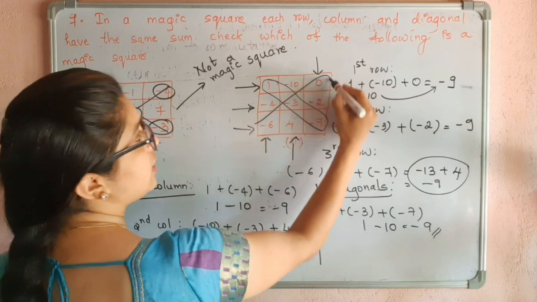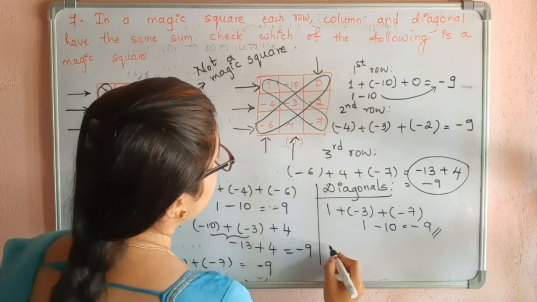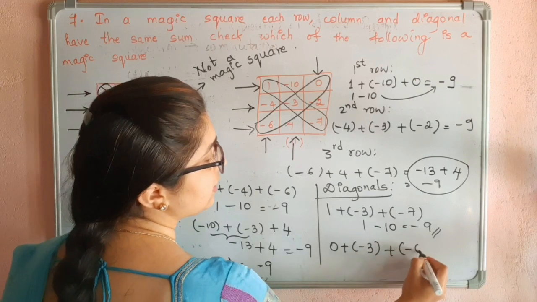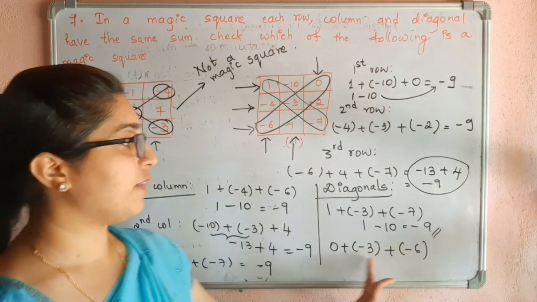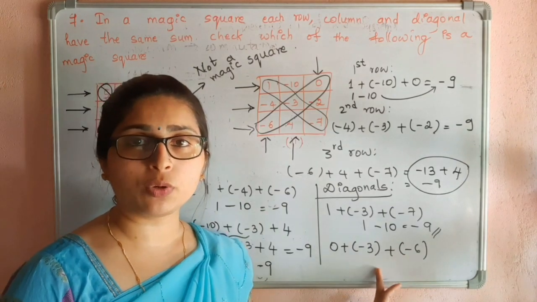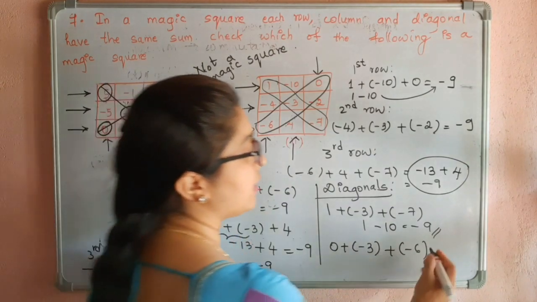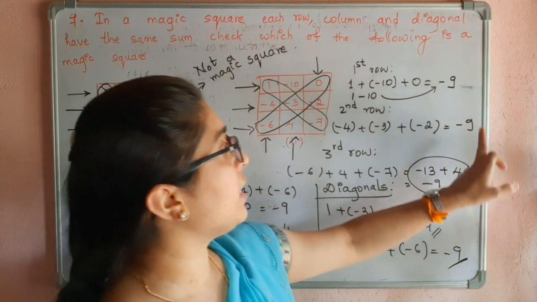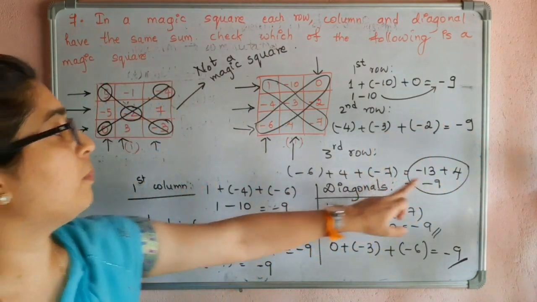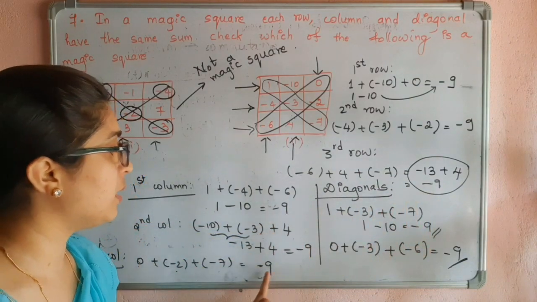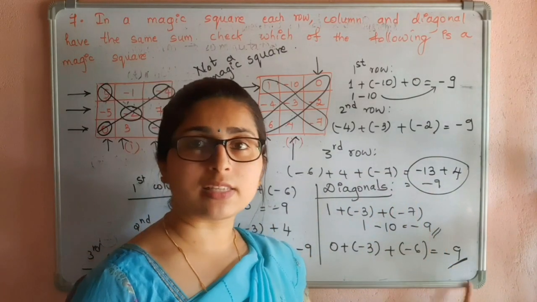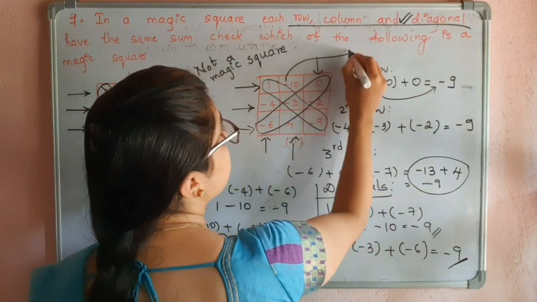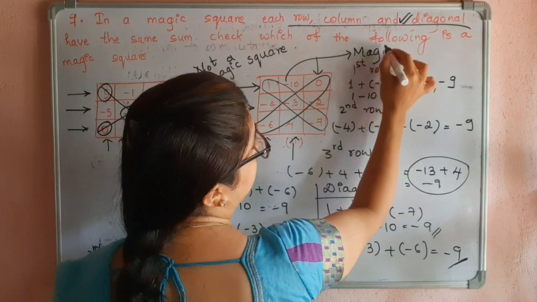Second diagonal: 0 plus minus 3 plus minus 6. These have the same signs, so adding the absolute values gives 9, and taking the same sign gives minus 9. So everywhere you can see minus 9, minus 9, minus 9, minus 9, minus 9, minus 9, minus 9 and minus 9. That means the condition is satisfied. So this is a magic square.